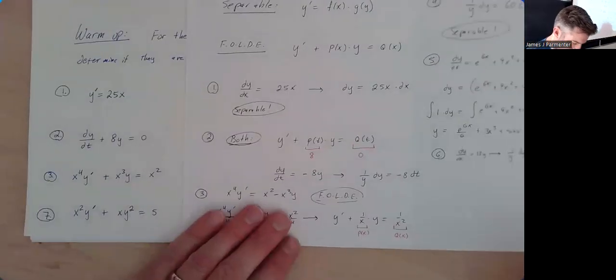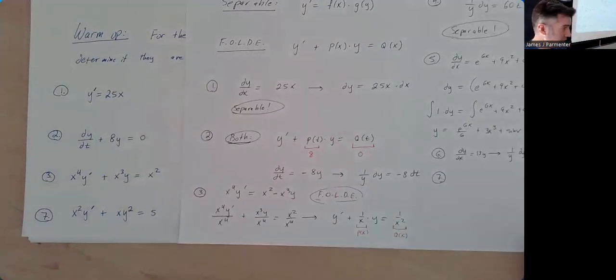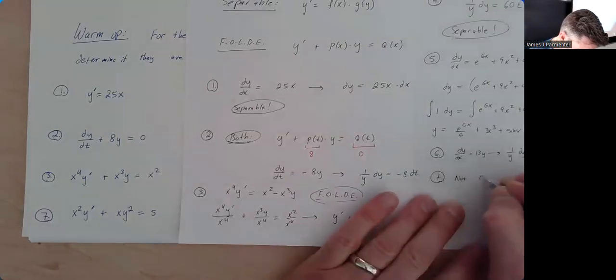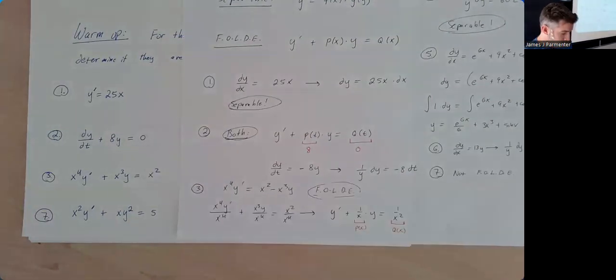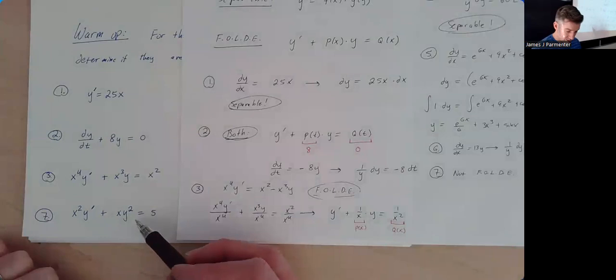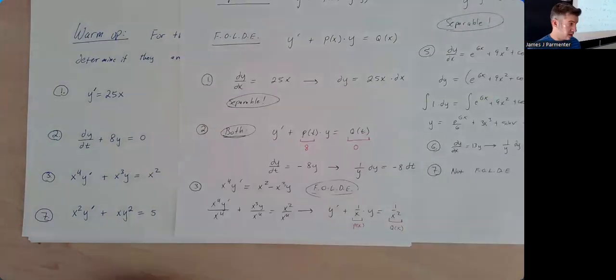7 over here was kind of an afterthought, I will admit. 7 is definitely neither. It's definitely not first order linear. Specifically because it's not linear, right? We have a y squared. If it was a y there, it would totally be first order linear. But since there's a y squared, it can't be first order linear. And it's definitely not separable.